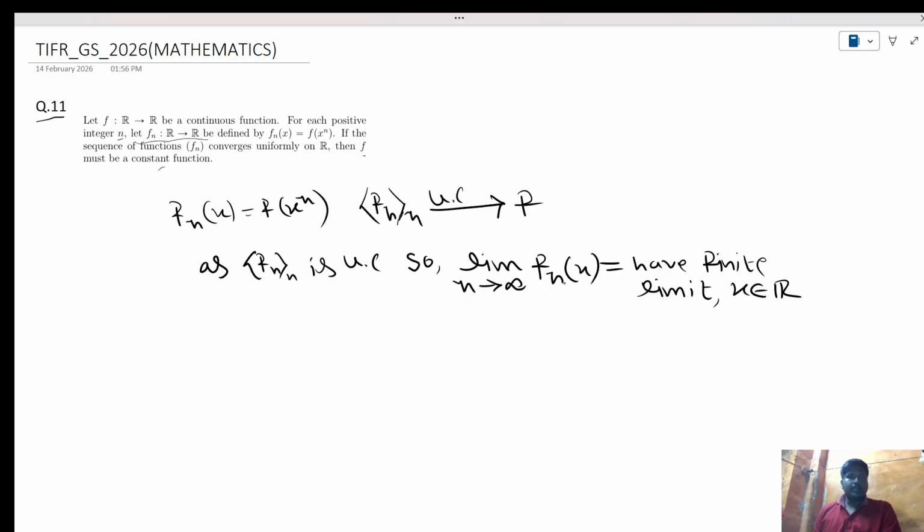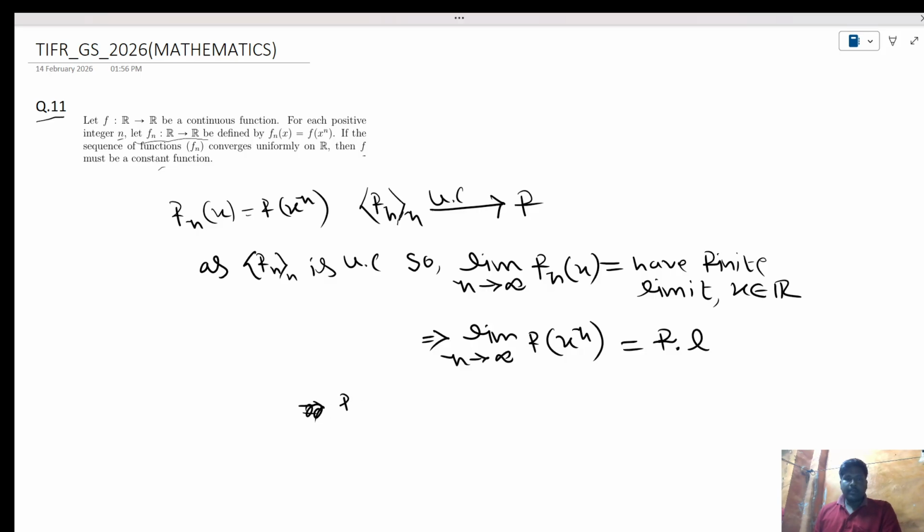So the limit exists here. So this implies, but fn(x) is given as f of x to the power n. This gives that the limit as n tends to infinity of f(x) to the power n has a finite limit. We write it as FL, finite limit.